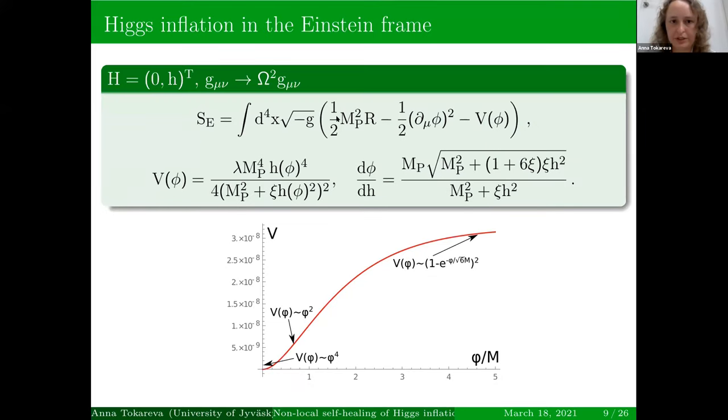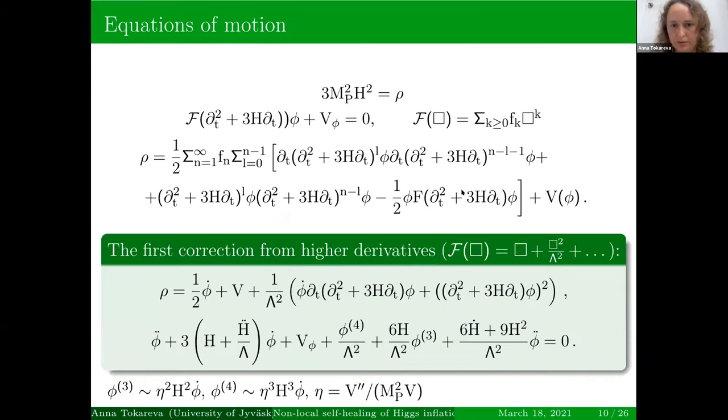How will it work for Higgs inflation? Let's take Higgs inflation in the so-called Einstein frame, where it has quite a complicated form of the potential, which behaves as phi to the four near zero. At some range of fields, it behaves as phi squared. And for large field values, where we speak about inflation, it has the form of the potential for Starobinsky inflation. And with this potential, we can just put in a form factor and gain a good model, which also predicts an inflationary stage. Why doesn't non-locality spoil inflation?